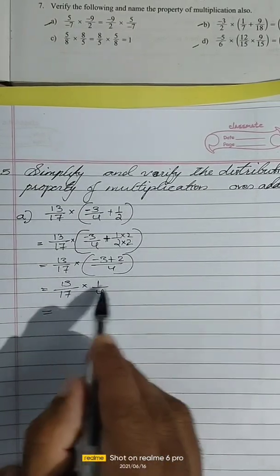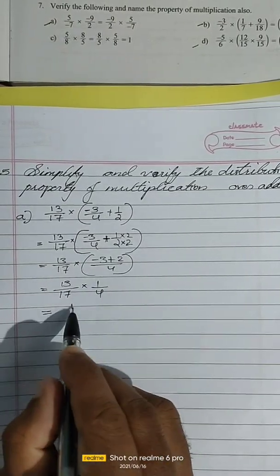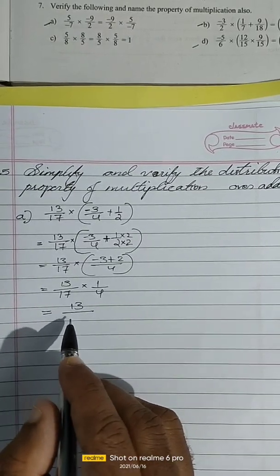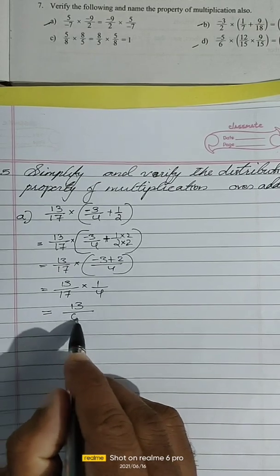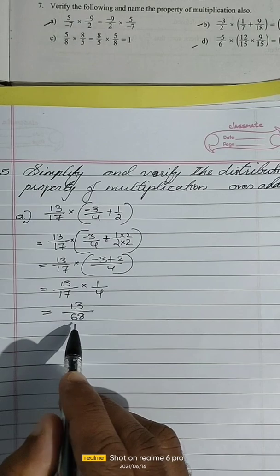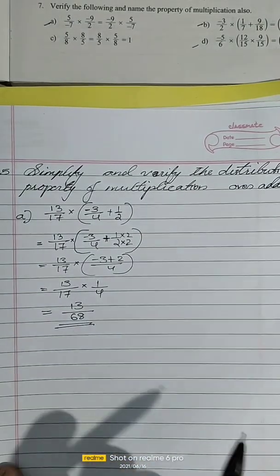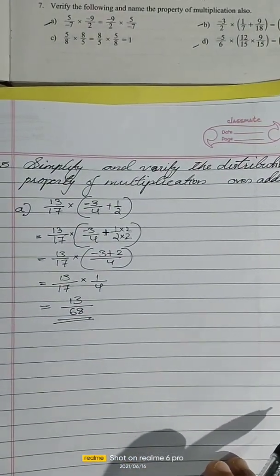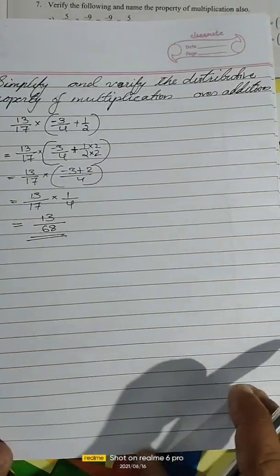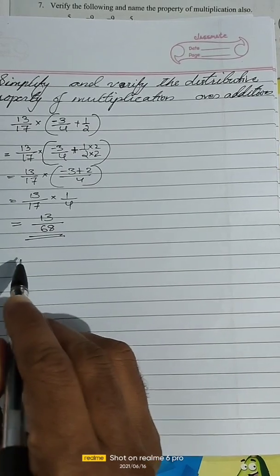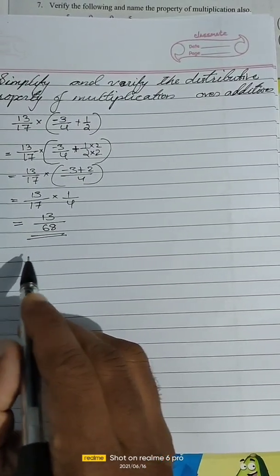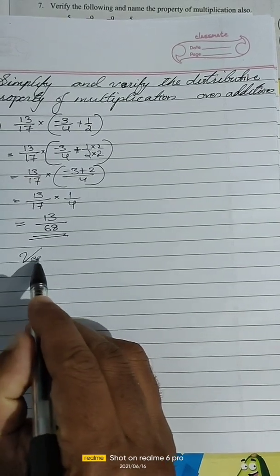For multiplication, we multiply numerators together. 13 into 1 is equal to 13, and 17 into 4 is equal to 68. So the answer will be 13 upon 68. So simplification is over. Now verification is also asked. So we want to verify the distributive property of multiplication over addition. So first we write verification.